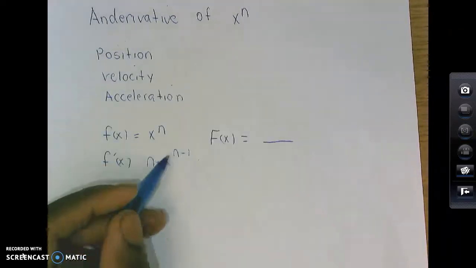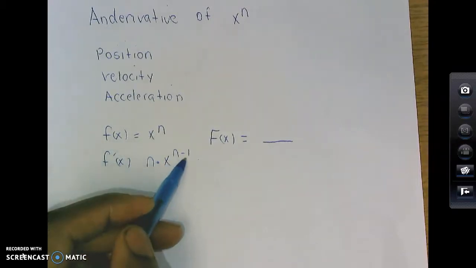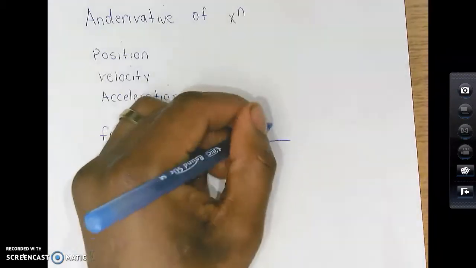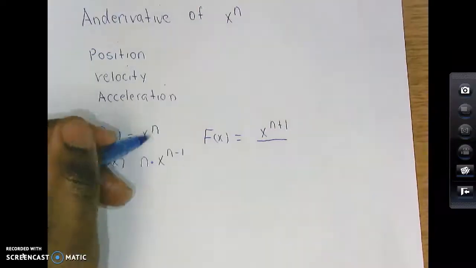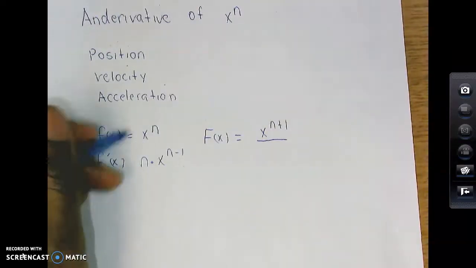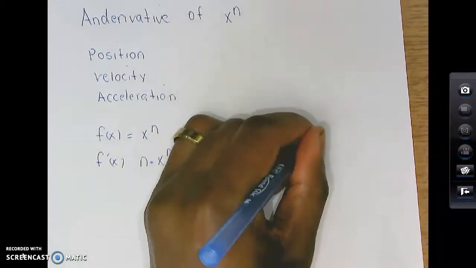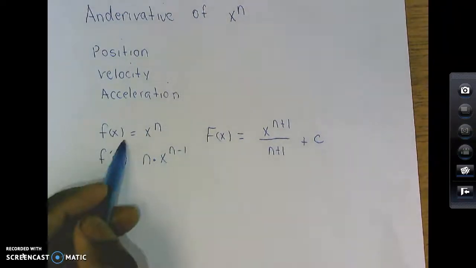So let's just start here with the antiderivative. You're going to take your exponent, and instead of reducing it by 1, you're going to add 1 to it. So you're actually going to get x to the n plus 1. And then instead of multiplying, I'm going to divide by the new exponent. And then I'm going to add a constant to it. And anytime you take the derivative of your antiderivative, you should get the original function.